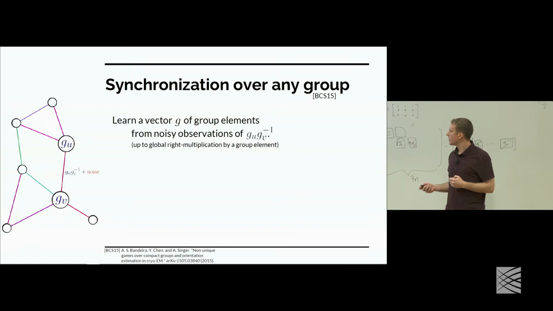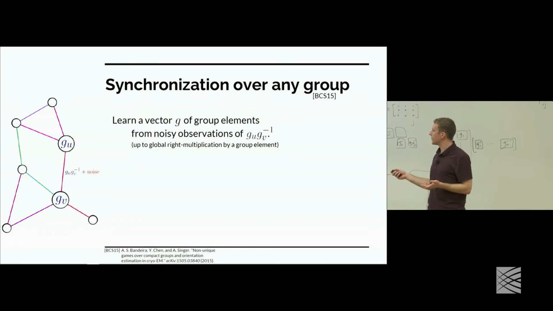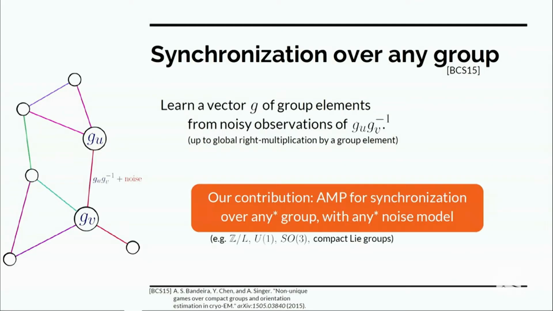So the idea is to learn a vector of group elements. Think of these as the rotations. And you get some kind of noisy observation of the relative group elements. This is the main contribution of this work. We give an algorithm based on approximate message passing that can solve a very general problem of this flavor, working over any group with basically any kind of noise model or any type of observations that you want.